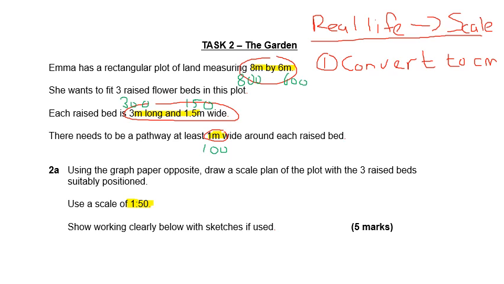However, the key thing here to realize, guys, is we have not made anything smaller yet. We have just converted into centimeters. We haven't changed the actual length of anything yet. We haven't made those smaller. So that is our second step then. The second step when you're going from real life to scale is that we divide by the scale.